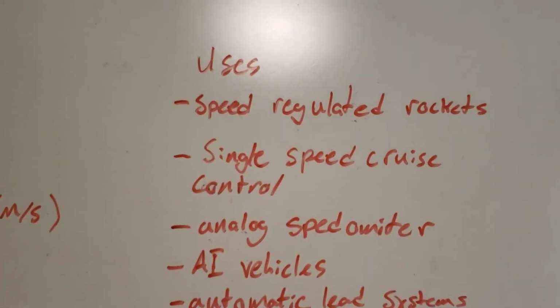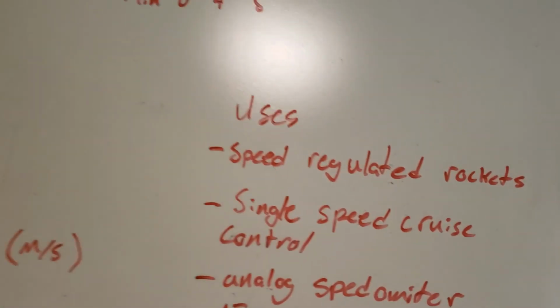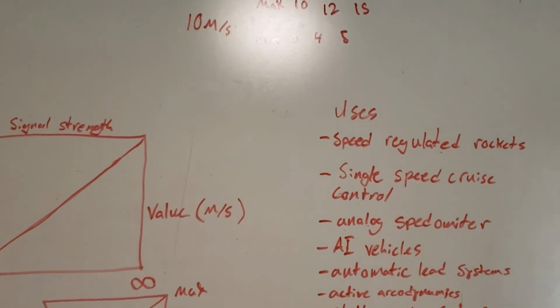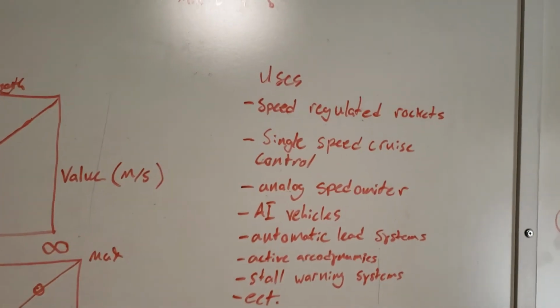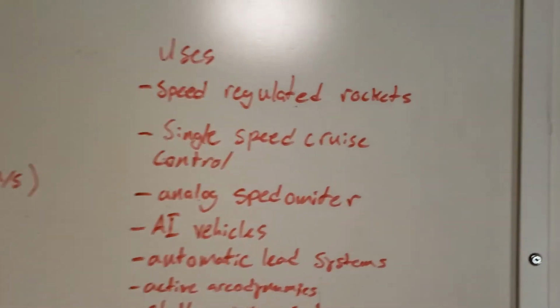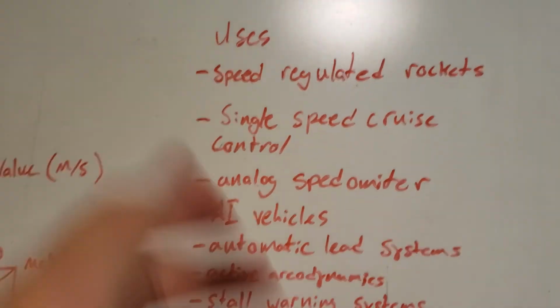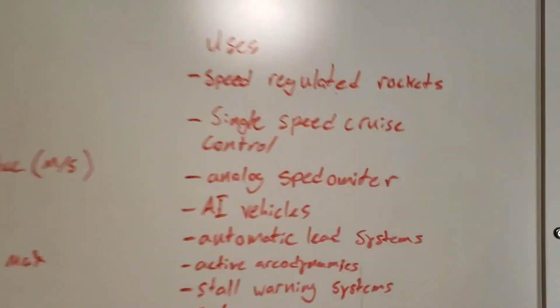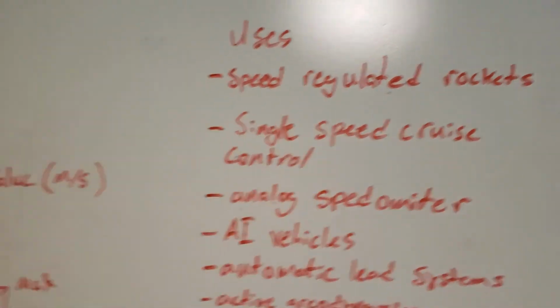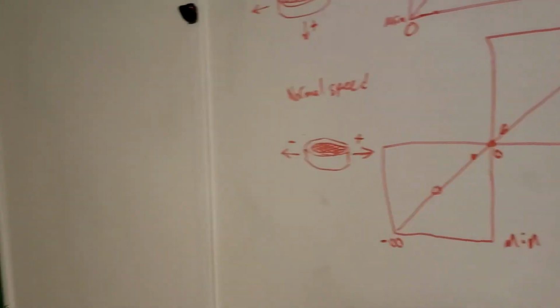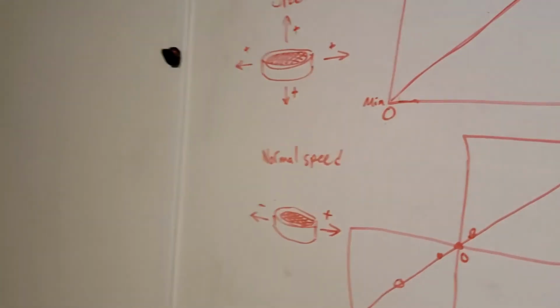So speed regulated rockets is another one. If you want your rocket to go at a certain speed and no more, because then it will clip through the ground, this is also great for that. And of course, cruise control for similar reasons. These two are basically the same, but that's as simple an overview as I can give of the speed sensors.